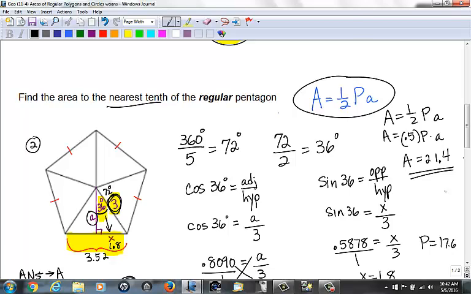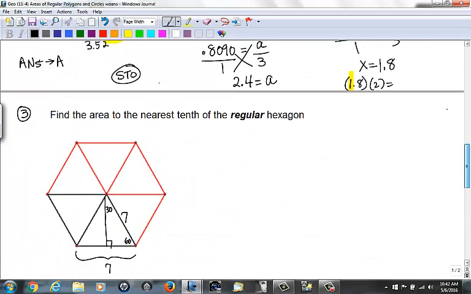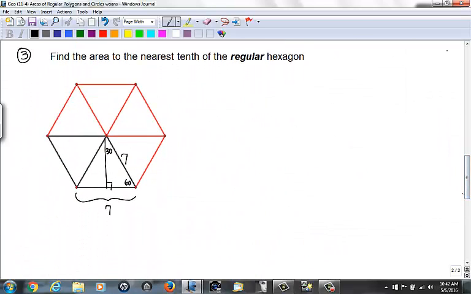Okay, go to the back. Any regular pentagon, it's going to be a 36-degree angle. On number 3 on the back page, this one is a regular hexagon. You might go ahead and mark that it's regular, so all those sides are congruent.